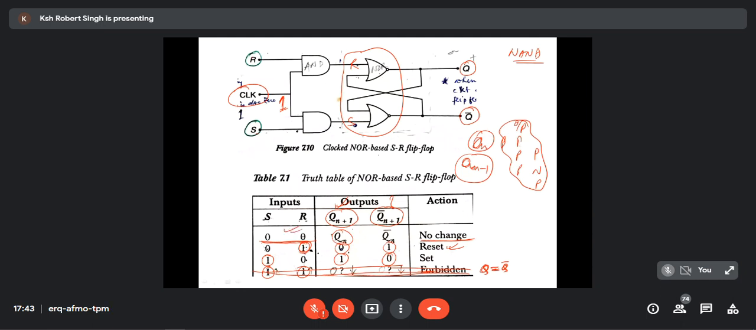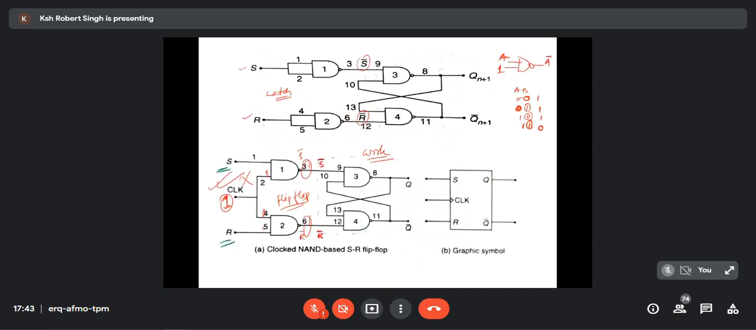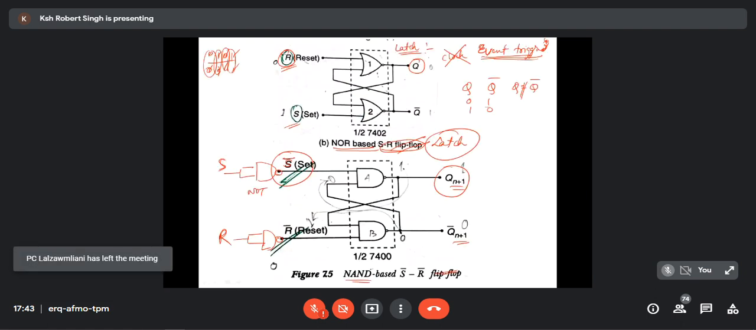This truth table, we will focus here and we'll just see. This is a latch, the SR latch. This has lots of diagrams, so we'll go to the simple one here. We'll see.